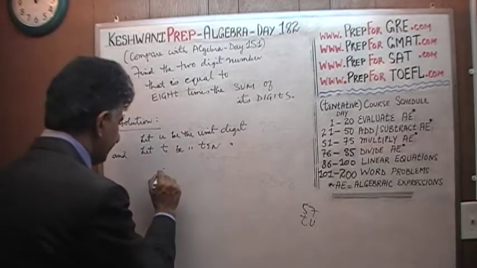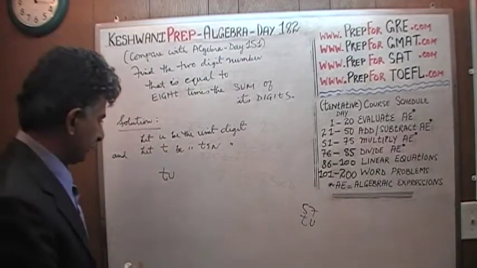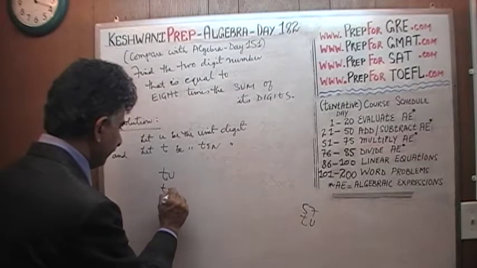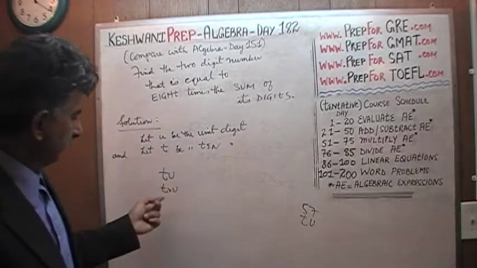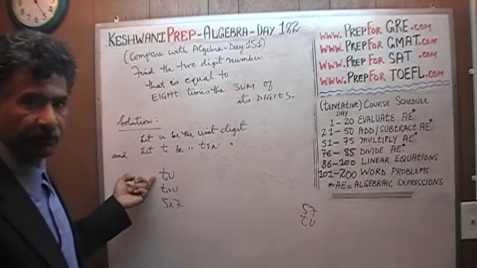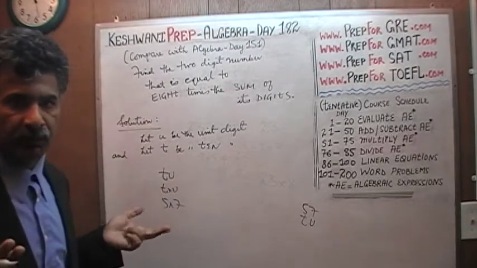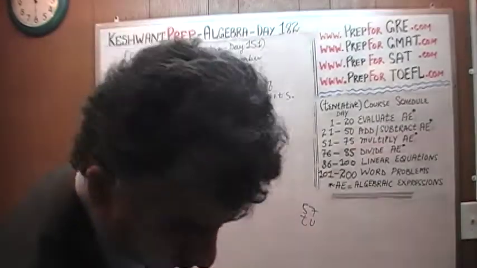We cannot just write tu. Tu in the language of algebra would mean t times u. That's not what we meant here. We're not talking about 5 times 7. Tu represents 35 if we don't put anything in between. How do we represent a two-digit number in the language of algebra? That's what we have to understand.